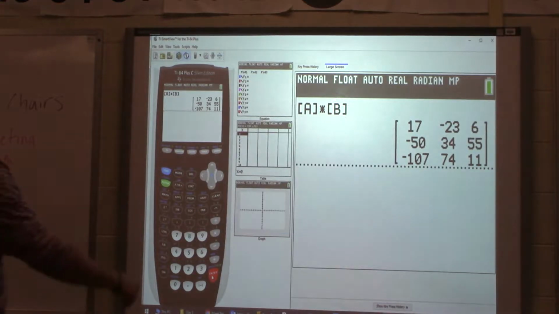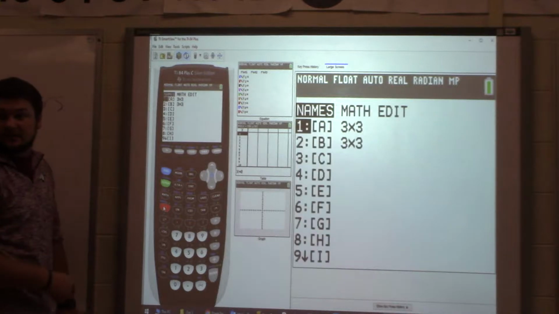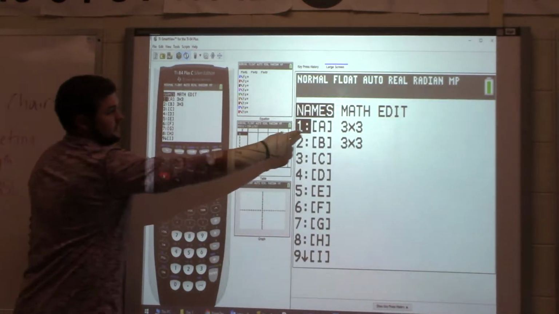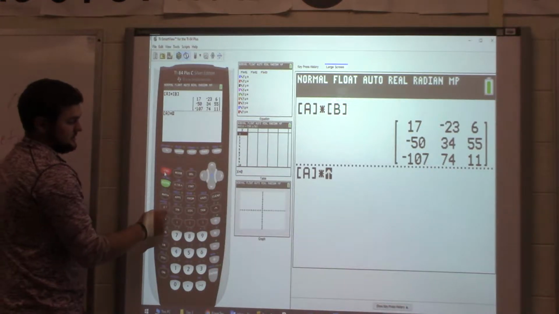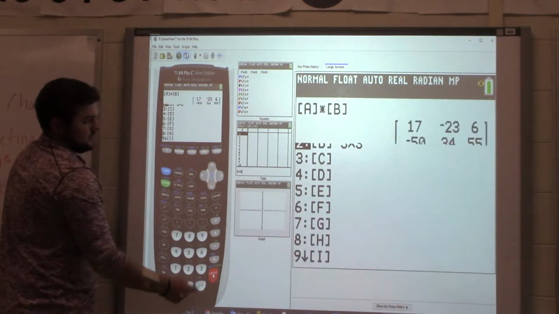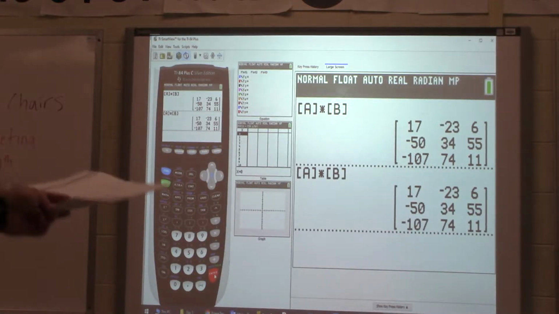Did you put your matrices in? Yeah. Okay, so hit second, x to the negative 1, second matrix. Click enter on A by names, then times, and do the same thing, but go get B now. And it should spit your answer right out. Alright? If you did it in your calculator, did you get that answer? Okay. Sweet. So write your answer down.